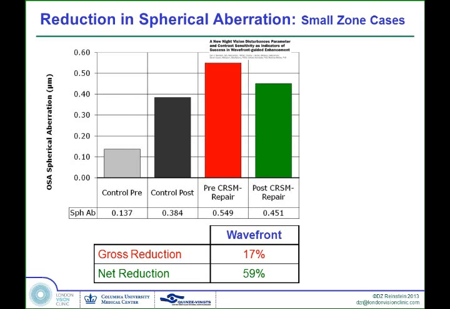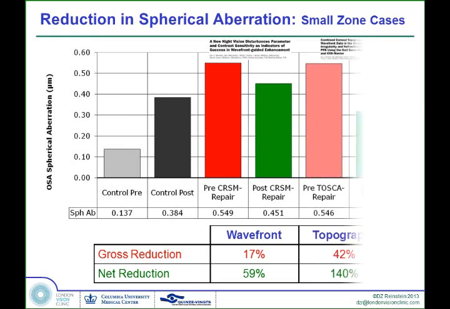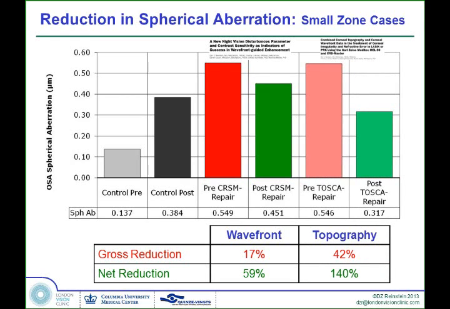What you noted is that there is a decrease in the wavefront-guided ablation group in terms of the amount of spherical aberration, but if you compare that to the topography-guided group, there was a substantially more beneficial effect using the topography-guided ablation when compared with the wavefront, 17% versus 42% reduction. And this is isolating the spherical aberration.